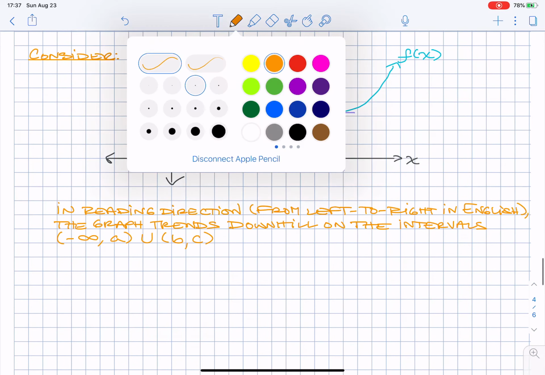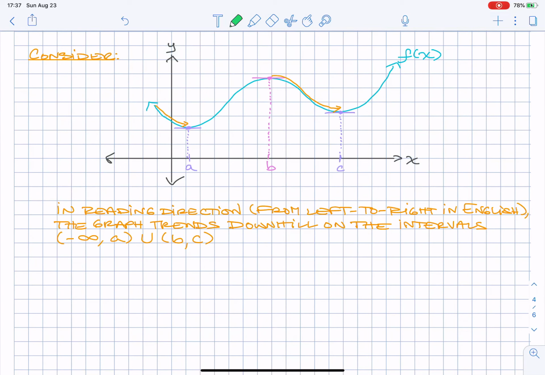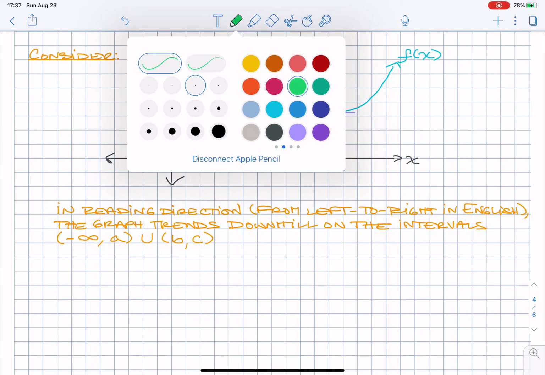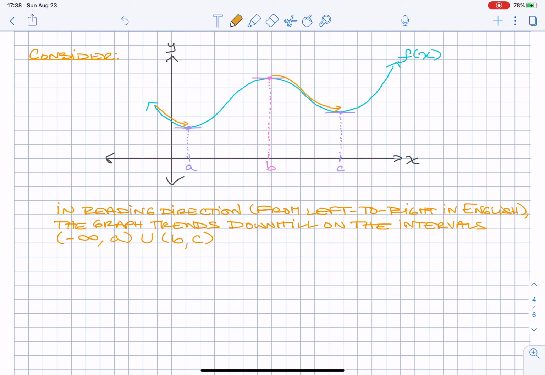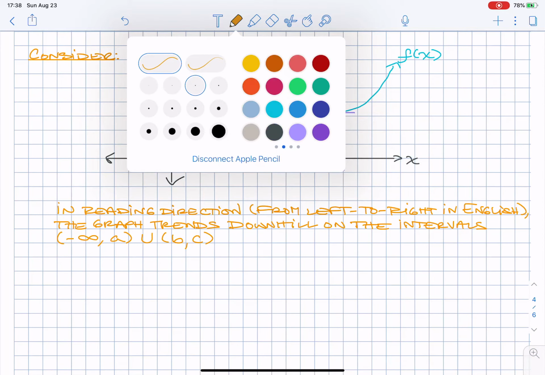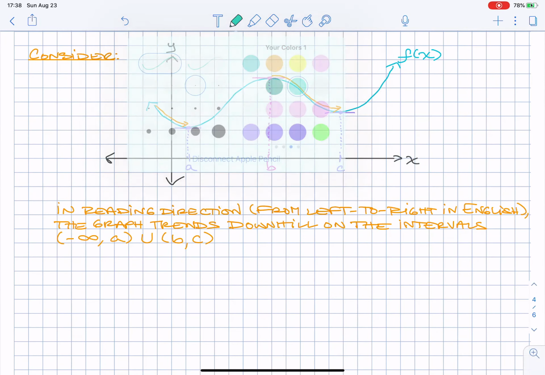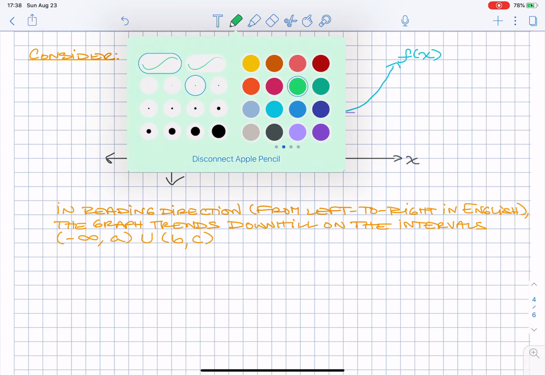Okay. What other color should I use here? Should I use green? Maybe a gold. Gold is not different enough. Let's use, okay, maybe a green. Teal is good. No, it's not. I just don't know what color.